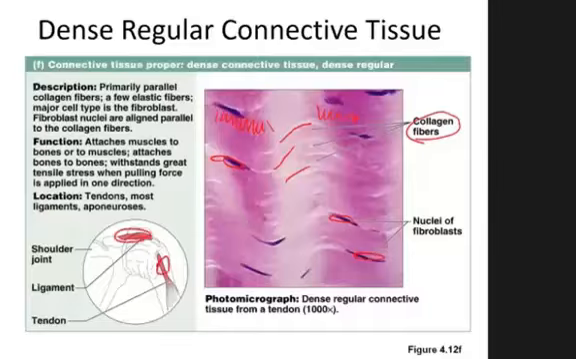And that's the reason why examples of dense regular are tendons and ligaments. Ligaments connect bone to bone. Tendons connect muscle to bone. Okay, so that's the short definition of a tendon and ligament. So this is what it looks like for dense regular.